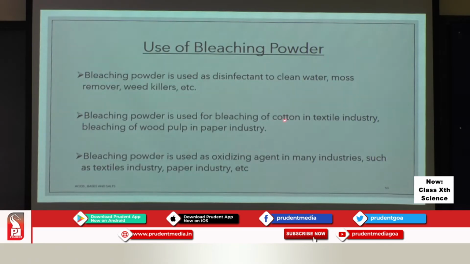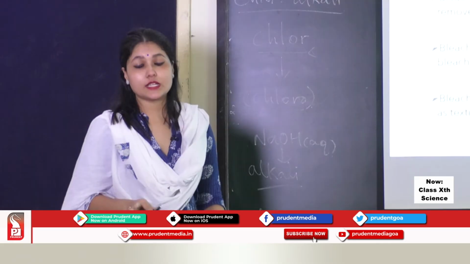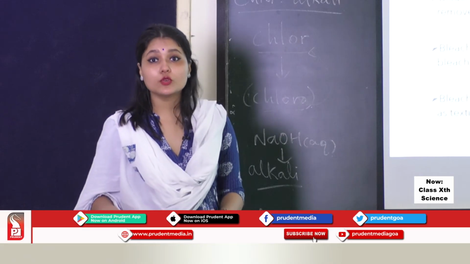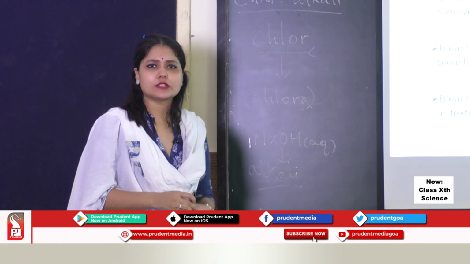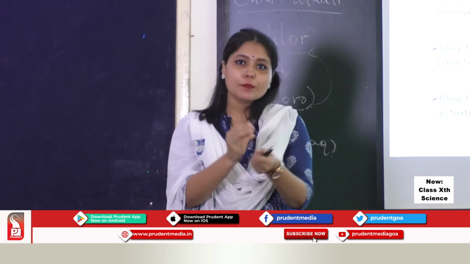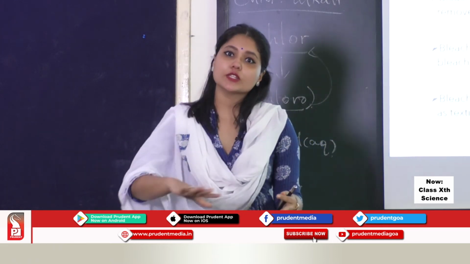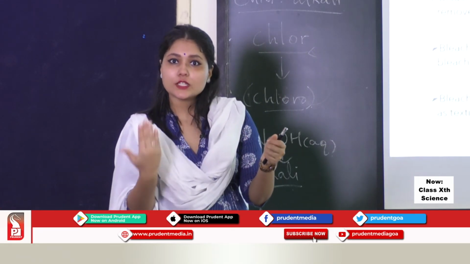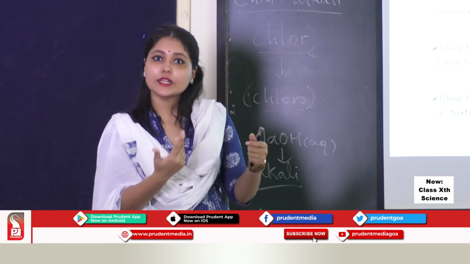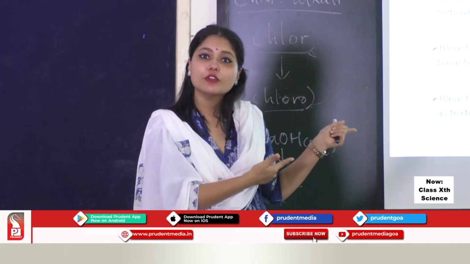It is also used for bleaching of cotton in the textile industry. Let me tell you, it finds a very wide use in the textile industry. Also bleaching of wood pulp in the paper industry. When paper is being manufactured, it is not bright white in color, it is yellowish in color. Paper is obtained from plants. Now, if the pages of your notebook are very white in color, it is because it has undergone the process of bleaching.